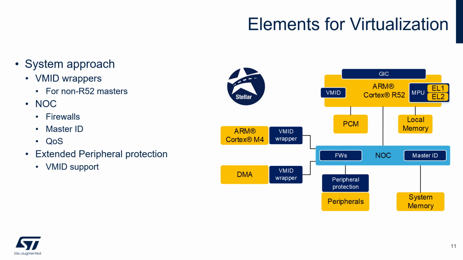But it is not just this core, which everybody can license, and virtualization is done. It's about the overall system, as one player does not make a team. The system consists of not only the R52s as initiators, but other masters as well, like DMAs, other cores in case of a mixed system, like the Cortex M4s, or peripherals which behave like masters, and they natively do not have the VMID. All of these have to be taken care of within the implementation and design of the microcontroller.